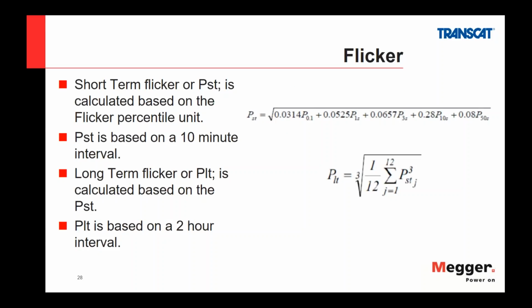So there are two ways to express flicker. We have short-term flicker, or PST, which is calculated on a 10-minute interval, and long-term flicker, or PLT, which is calculated based on the PST but on a 2-hour interval.